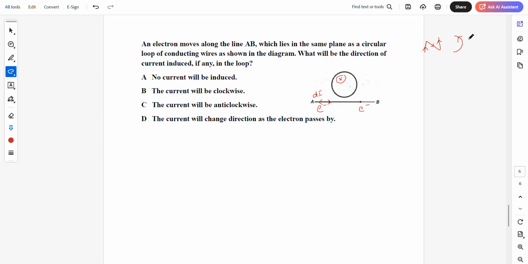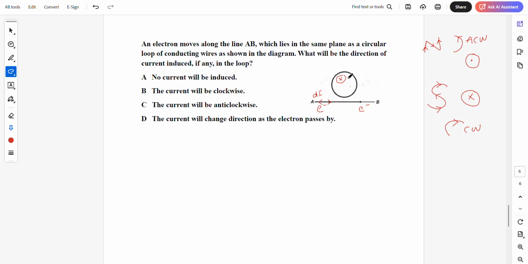Anti-clockwise direction, how it is shown, like this: south pole. I have shown you this in the previous videos also. This is outside. This is clockwise. This is clockwise direction.